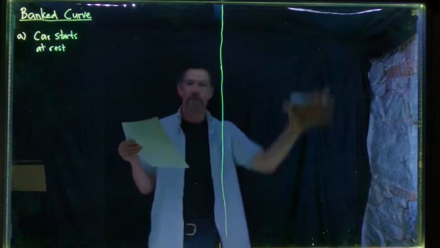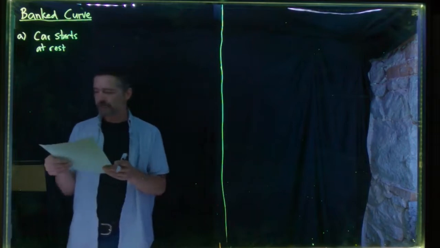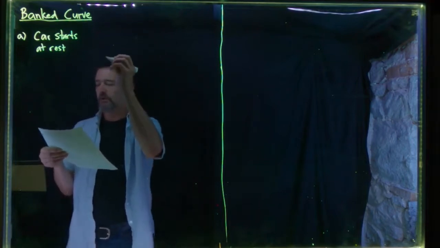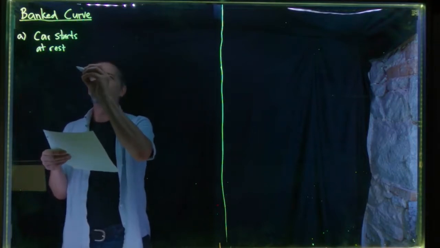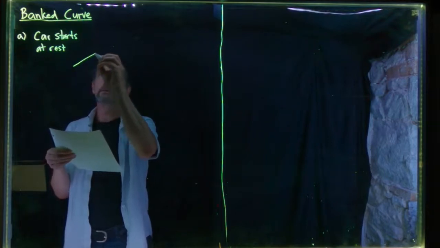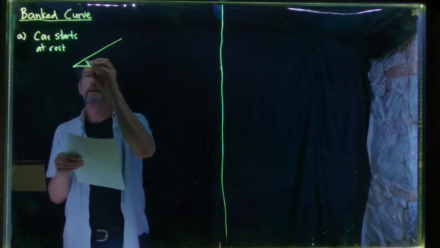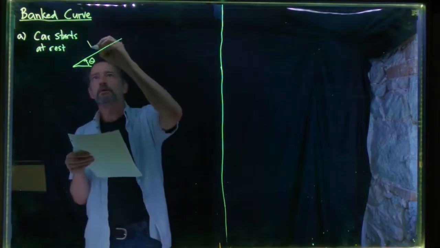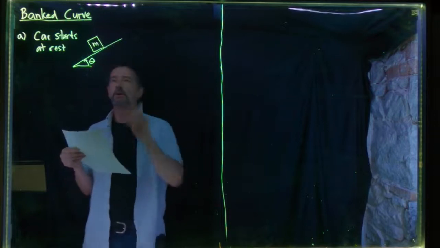Because the most interesting part, the richest part, will be here. Okay, so the car starts at rest, and what does our picture look like? Well, we've got a road which is banked at some angle like this, so there's some banked angle theta from the horizontal, and we have a car of mass m which is sitting on that road.